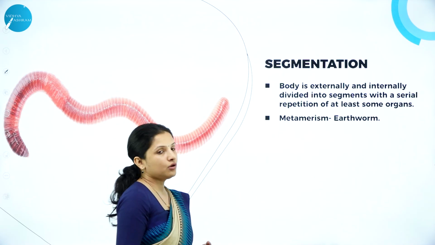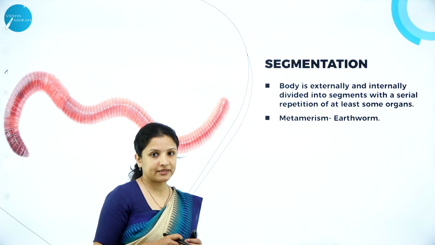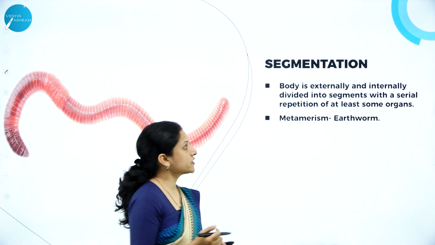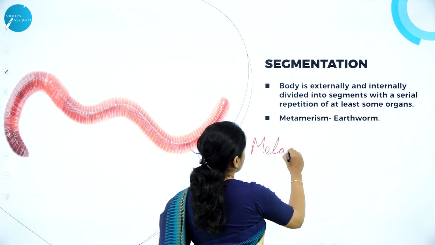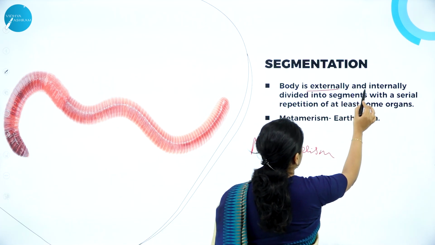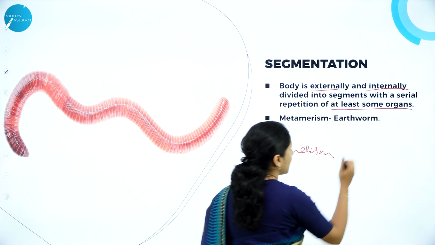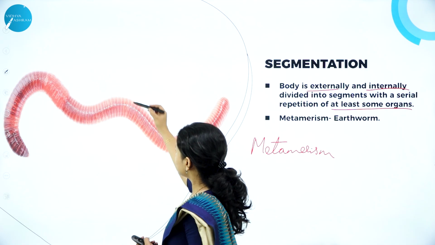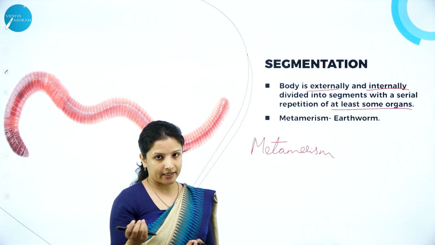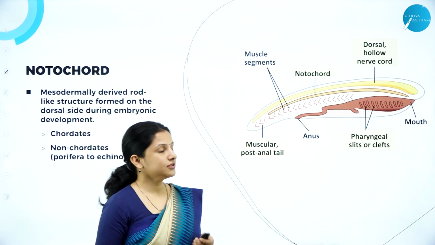Next, based on segments, whether segments are present or not. It is only the annelids, that is phylum Annelida, that have segments in the body. Example, nereis, leech and earthworms. They exhibit a kind of segmentation which is called metamerism. This term is very important from the exam point of view, metamerism. Metamerism means the body is divided externally and internally into segments, and in these segments some of the organs are arranged at a stretch, continuously. For example, nephridia. Each segment continuously has nephridia arranged on either end. That is called metamerism. Earthworm is the best example that exhibits metamerism. So this is about segmentation.